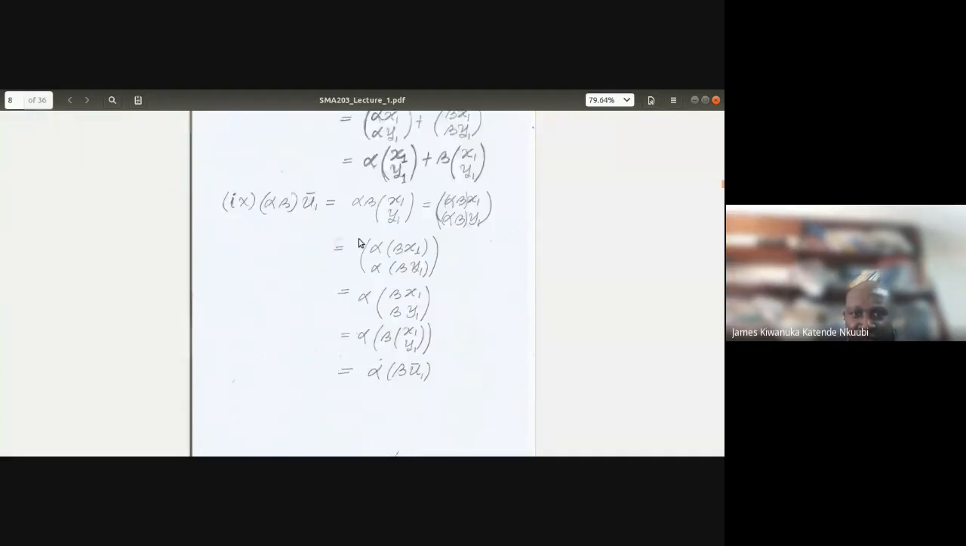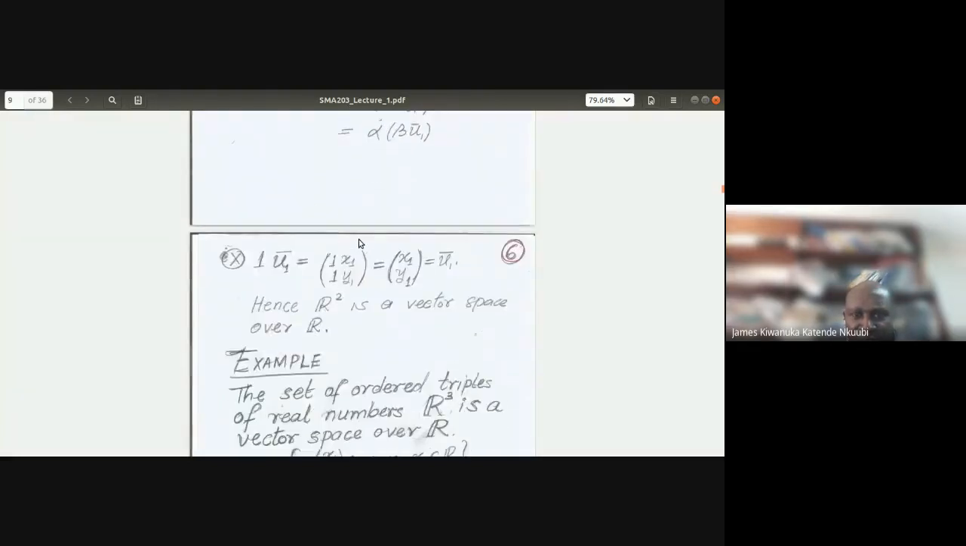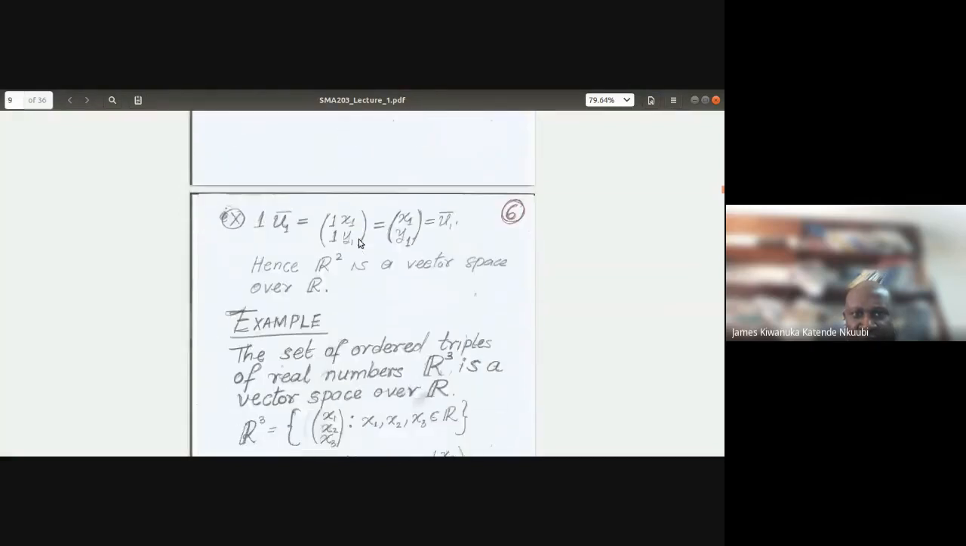So the last property, the 10th property, if you multiply any vector in R2 by 1, then you will get the same vector, u1, and that is illustrated again here. And therefore, R2 is a vector space over R. We say it's a vector space over R because all the scalars are real numbers. If the scalars were, say, from the complex numbers, we would say it's a vector space over the complex numbers.